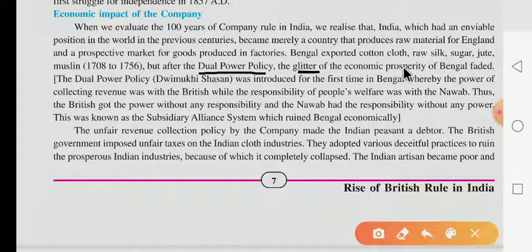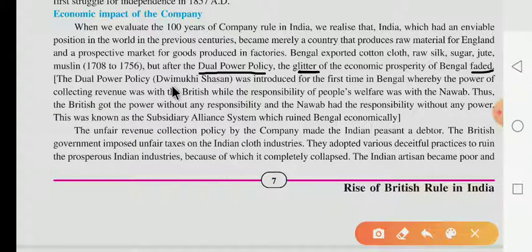Now what was the meaning of glitter? Glitter means shine, which we call chamak in Hindi. The glitter of the economic prosperity of Bengal was faded. Faded means now the Bengal economic prosperity was faded. Faded means weak, durbal ho gayi, because of the dual power policy.